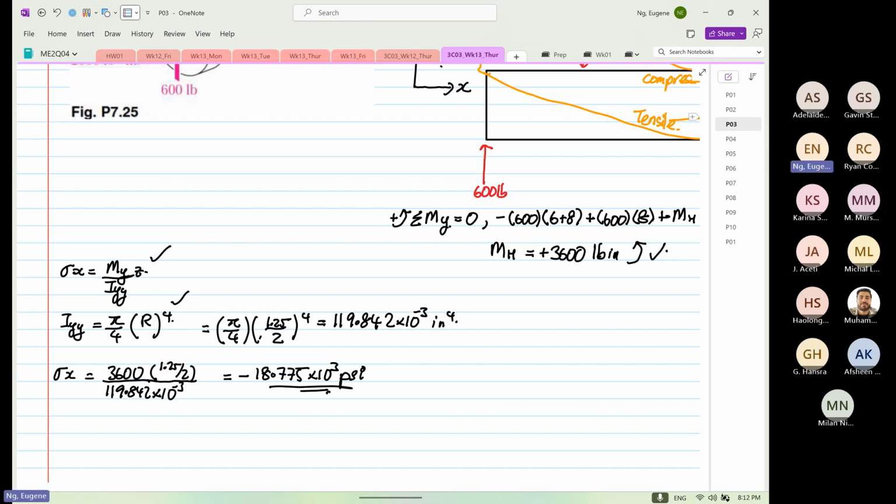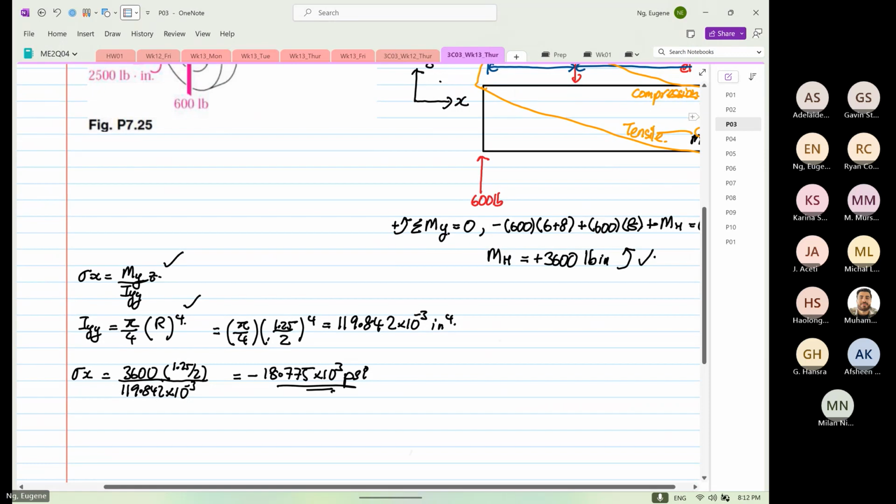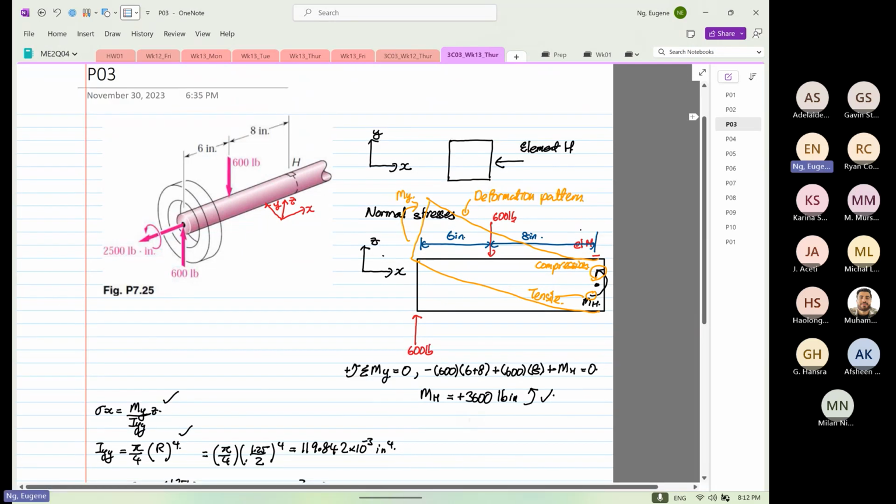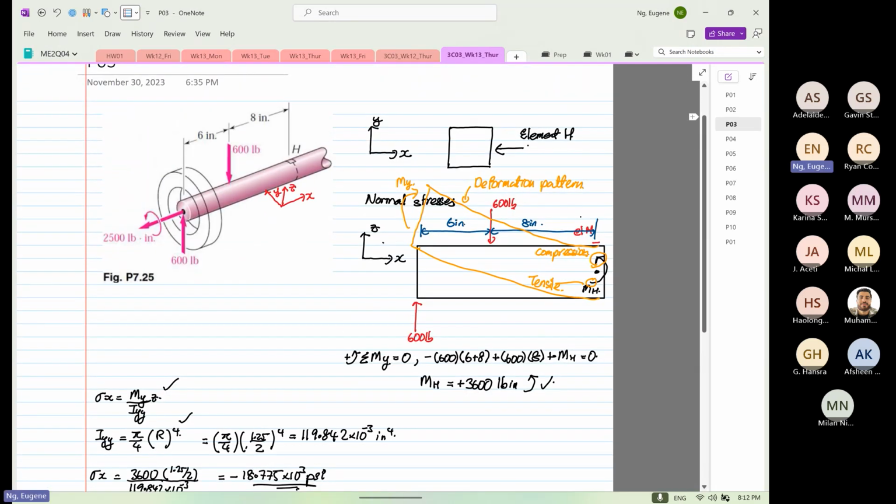So what we have just done is we realize that we have a compression that is equal to what? 18.775 times 10 to power 3.